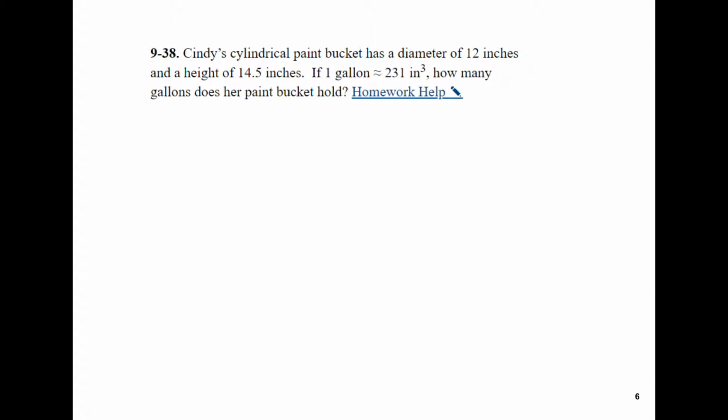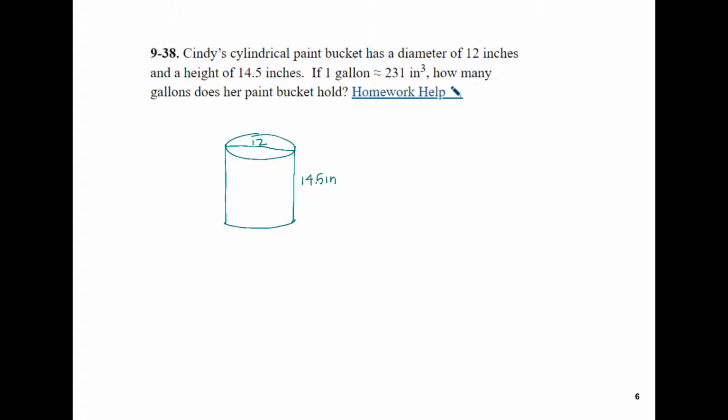9-38 says Cindy's cylindrical paint bucket has a diameter, so we have our paint bucket, and it has a diameter of 12 inches, a height of 14.5 inches. If 1 gallon is approximately 231 inches cubed, how many gallons does her paint bucket hold?